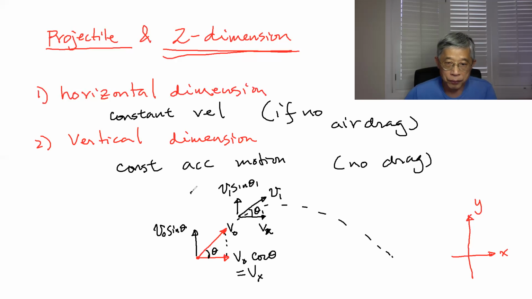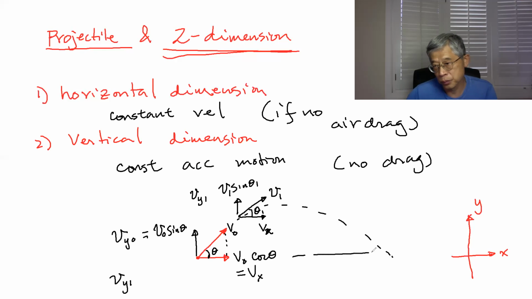Or you can call that one vy1, and this is called vy0, right? So vy1, in this case, if this is the ground, so we treat this as the ground, vy1 will be smaller than vy0 due to gravity. Okay?